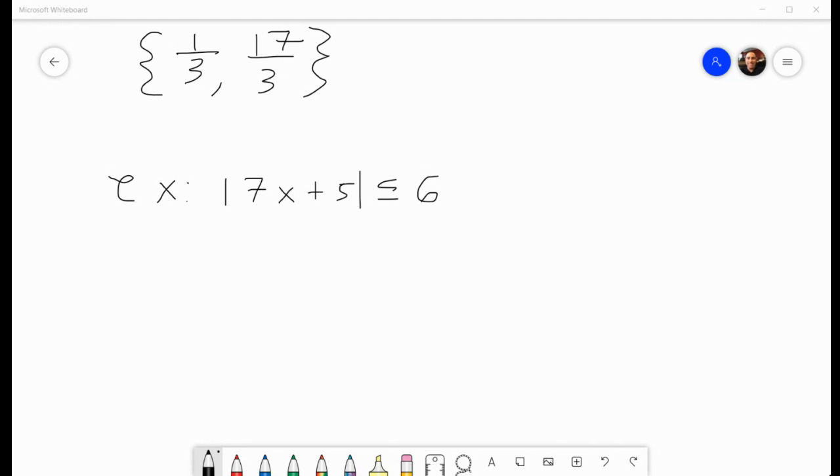So from here, we want to solve this inequality, right? Well, again, from here, there are two inequalities we have to solve. We get 7x plus 5 less than or equal to 6. But remember, the other inequality that you have to solve becomes greater than or equal to negative 6. So you have these two inequalities to solve.